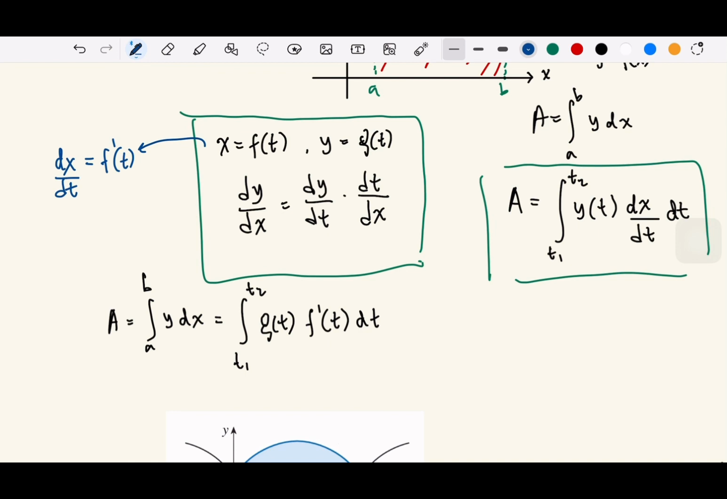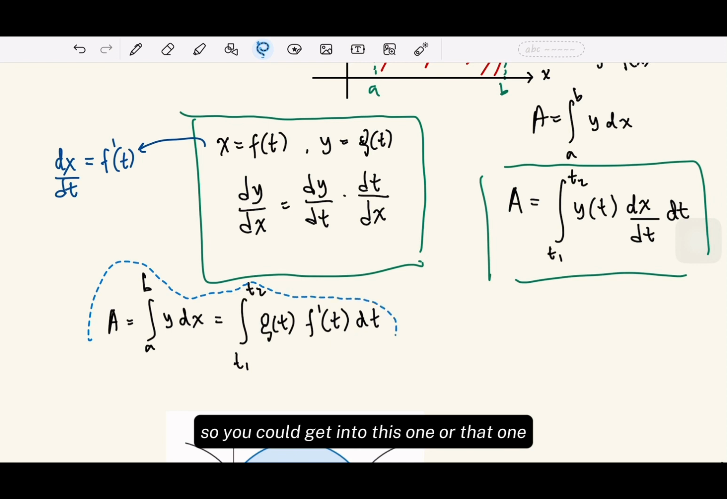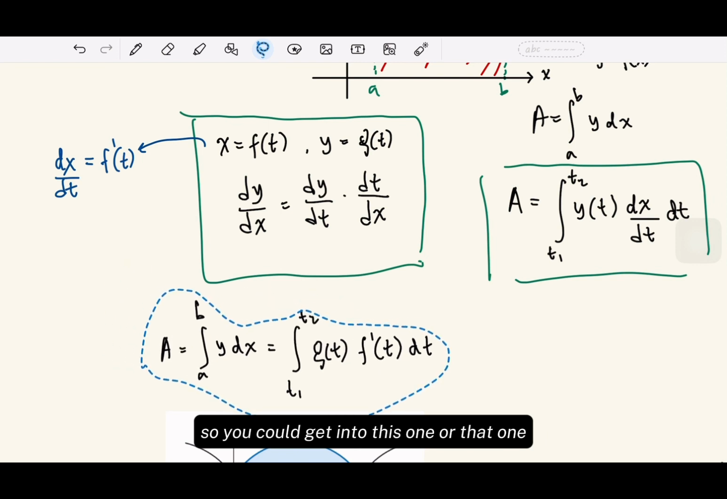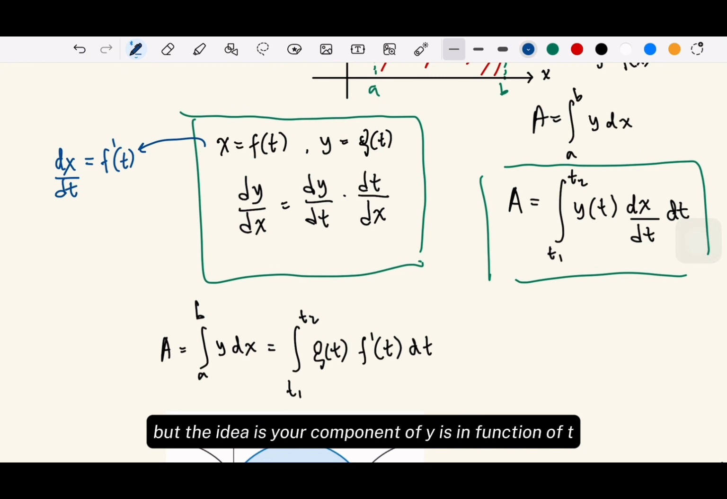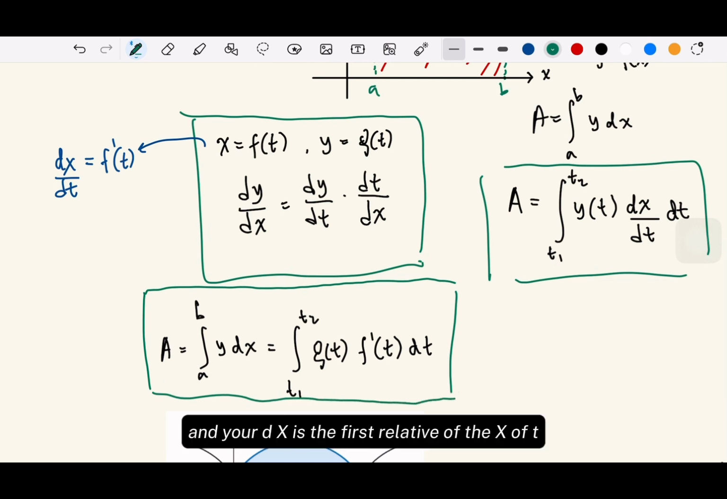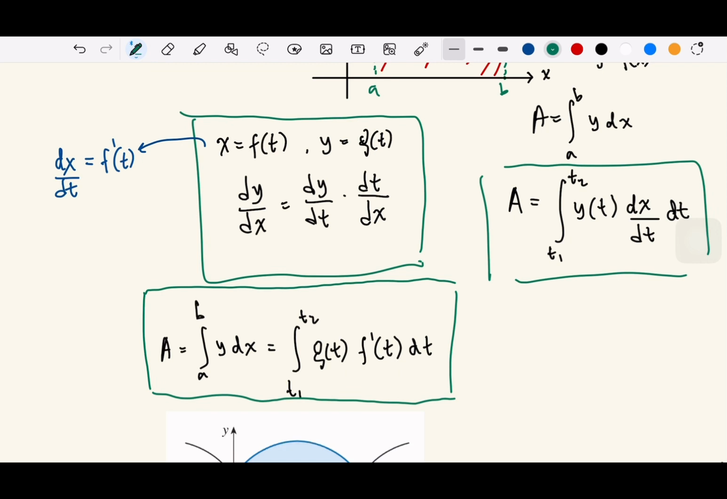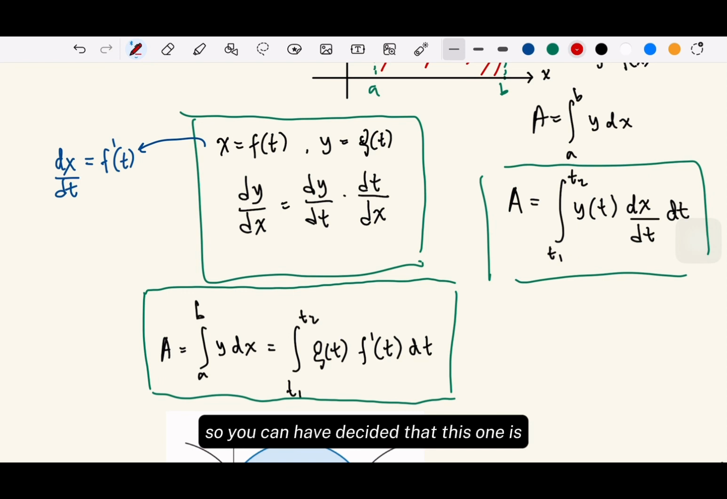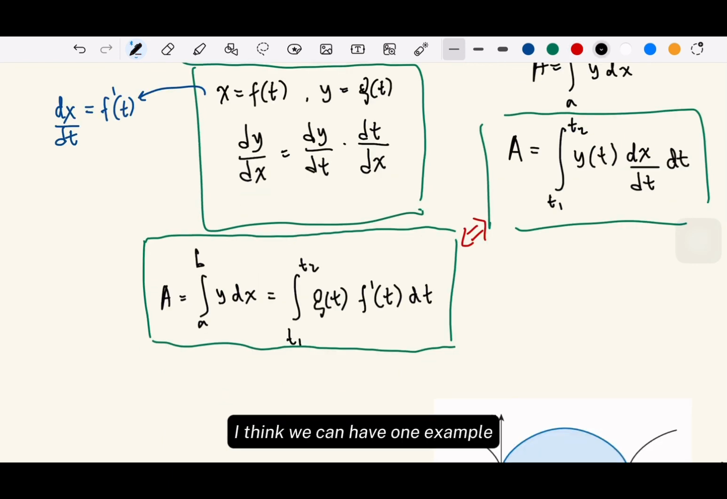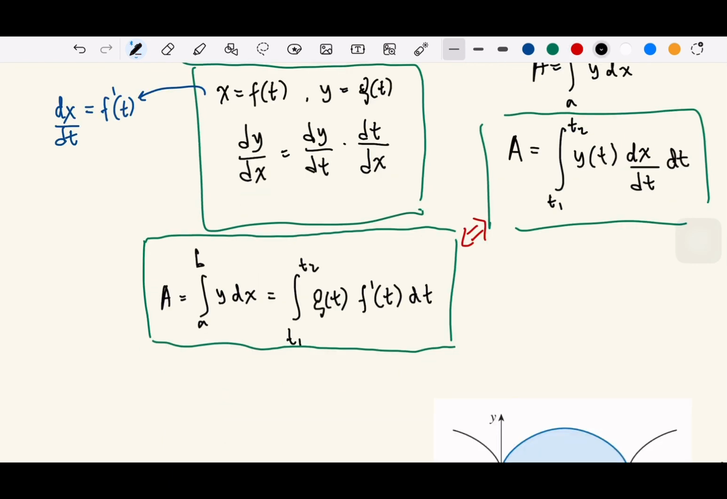So they are the same thing. You could get into this one or that one. But the idea is your component of y is a function of t, and your dx is the first derivative of x of t, and then adding dt. So these two are the same. Yeah, I think we can have one example.